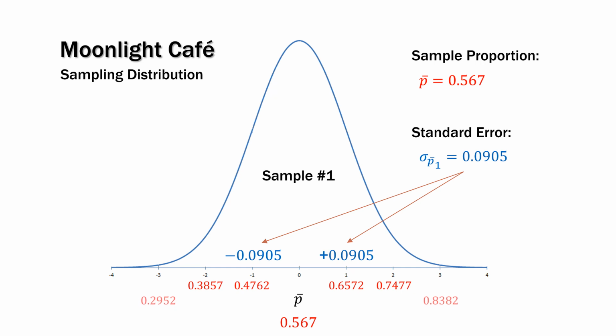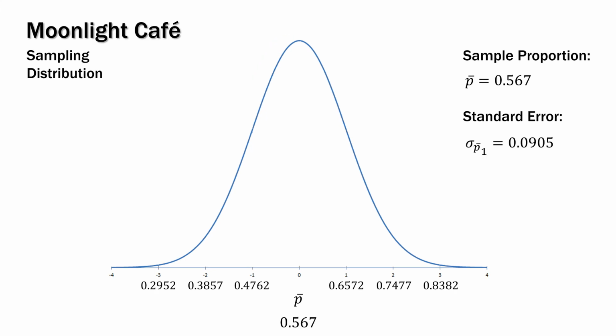So we go ahead and do the addition and subtraction, and now we can place actual values for each z-value. If you look here at the z-value of 1, we take 0.567 plus 0.0905, and we end up with 0.6572. Then we do that again and again to get a z-value of 2 and a z-value of 3. Then we do the other half of the distribution by subtraction. So 0.567 minus 0.0905, we get 0.4762, and then -2 and -3. Now we have the actual values for our z-values.